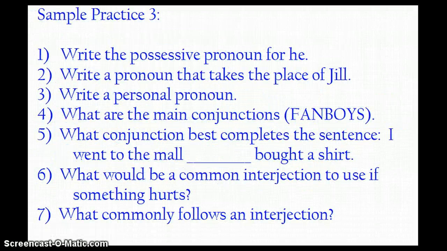Practice number 3, 7 questions over pronouns, conjunctions, and interjections. Write the answers. Go on.